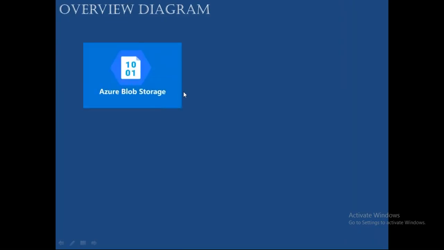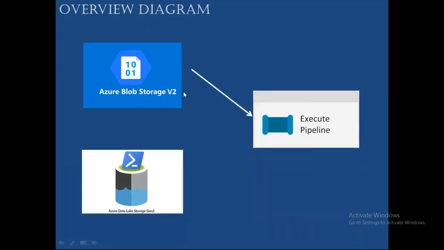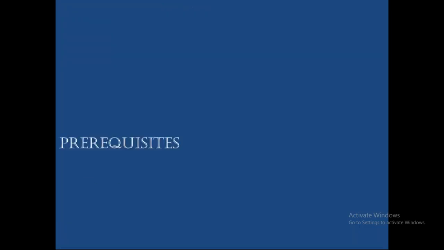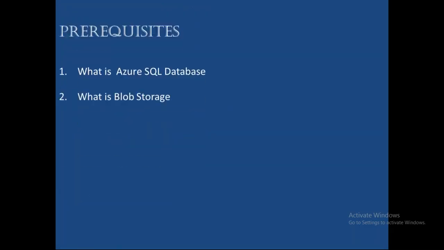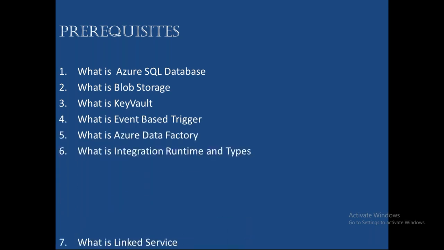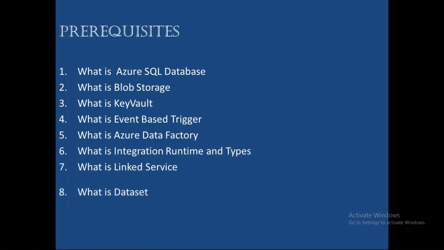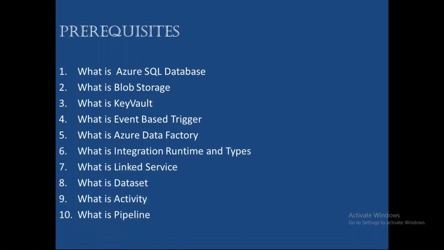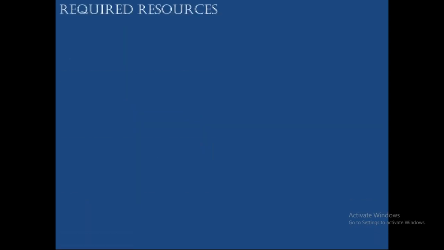Next, overview diagram. Whenever some file is uploaded into the blob storage v2, my pipeline will run. Whenever some file is deleted or uploaded into Data Lake Storage Gen2, this also will trigger my pipeline. Prerequisite: we should know what Azure SQL database, blob storage, Azure Key Vault, and event-based trigger are, because these four are the main resources, along with Azure Data Factory. And once we have Data Factory, we are going to create the integration runtime, linked service, datasets, activities, and pipelines. We already know all of those things.